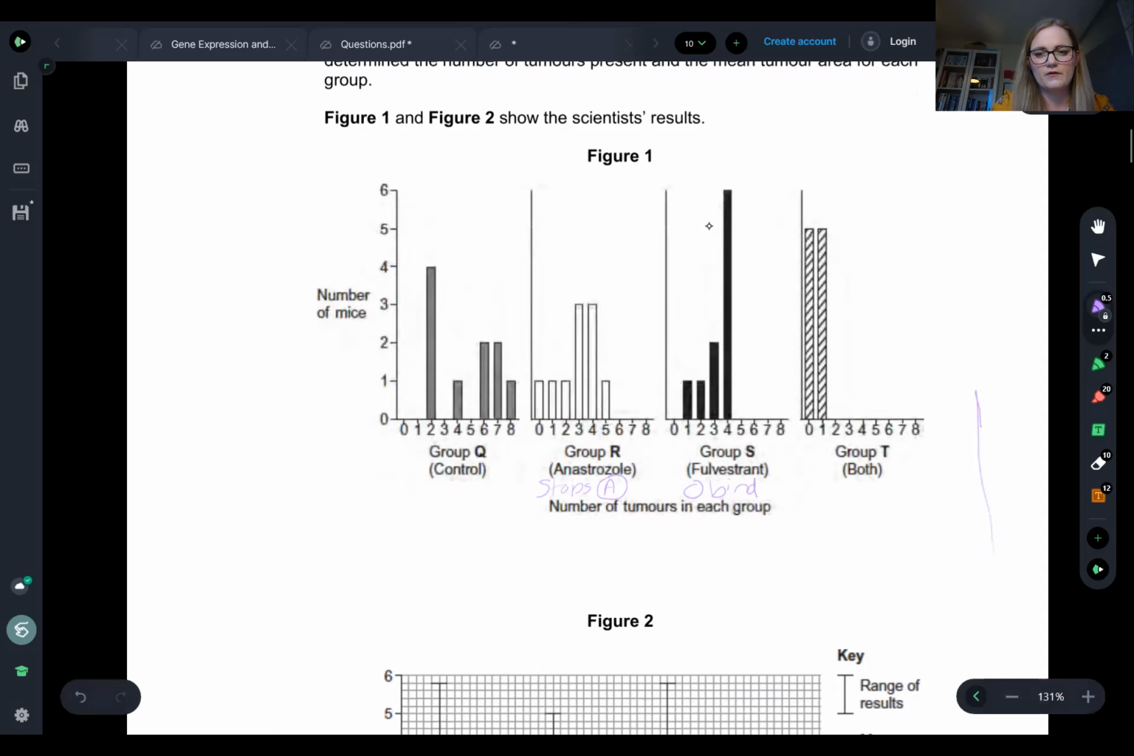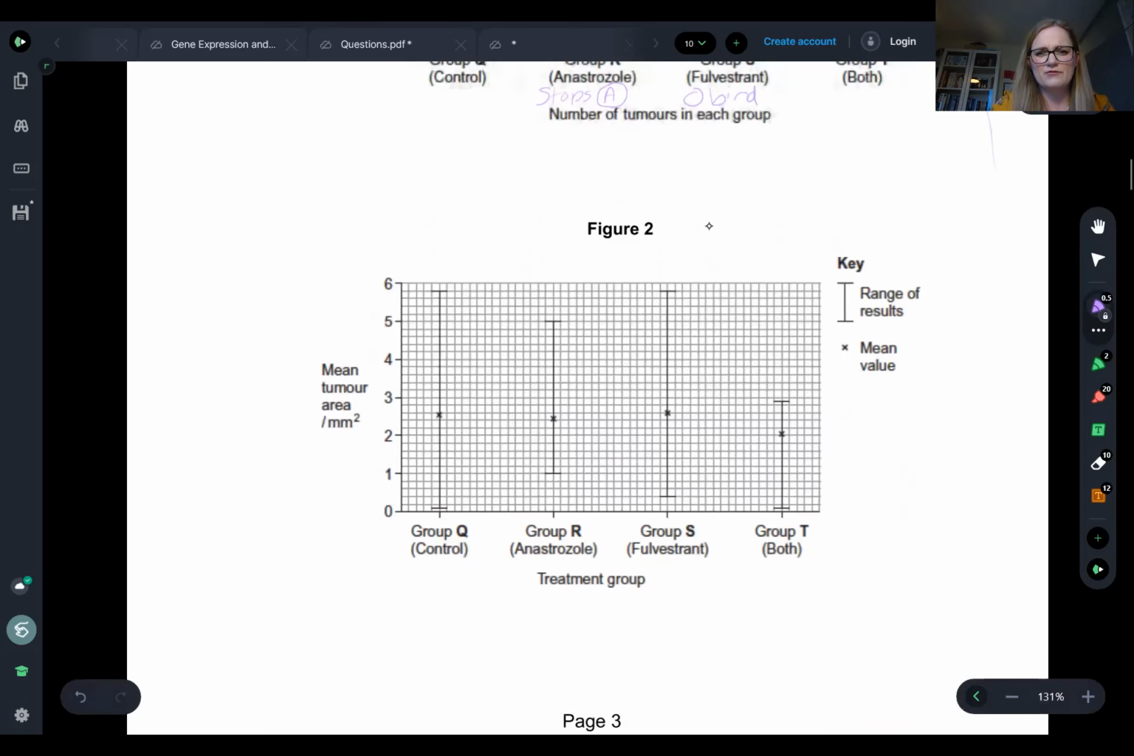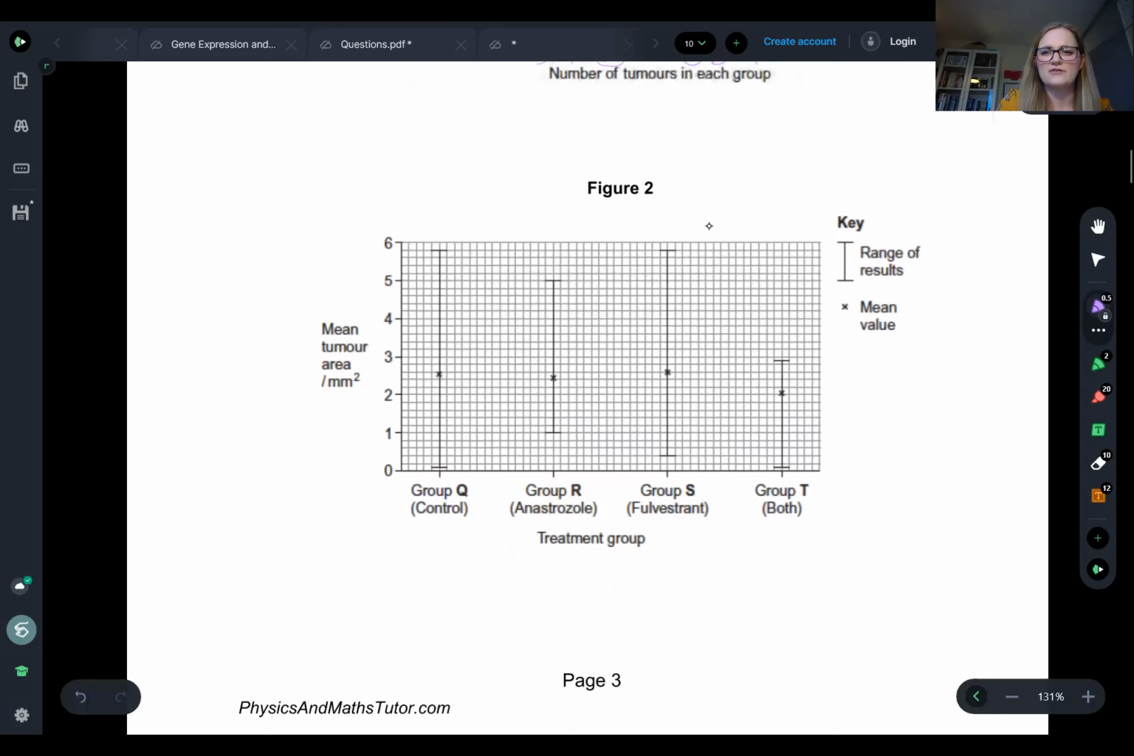Look at the next graph. Key mean results. So the mean tumour area here. Control group, the mean tumour area is about 2.5. On anastrozole, again, we're looking at about 2.6, 2.5. Just with S, 2.4, 2.6. But with T, we're looking at 2. So we've got a large difference there.